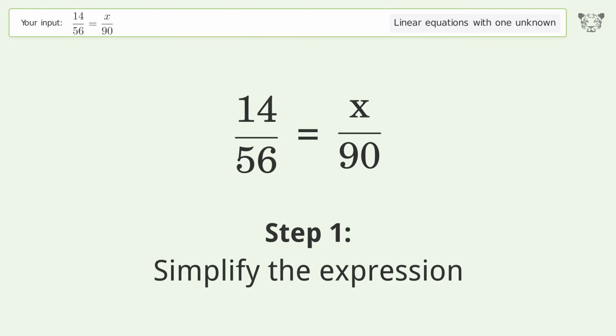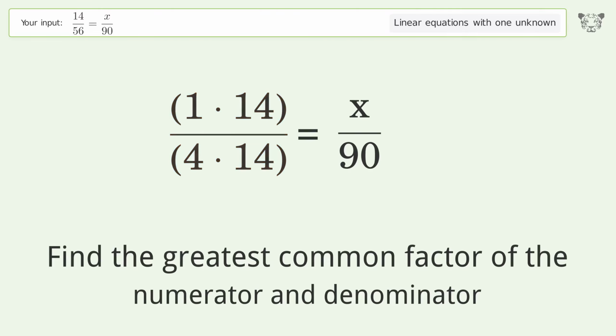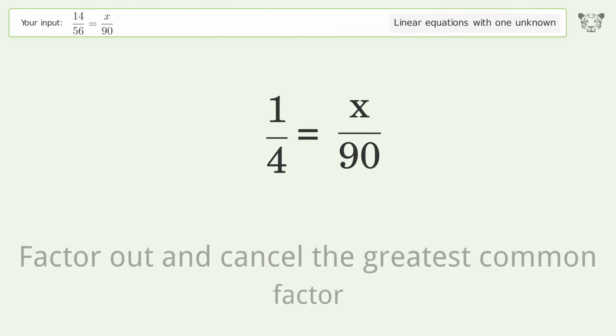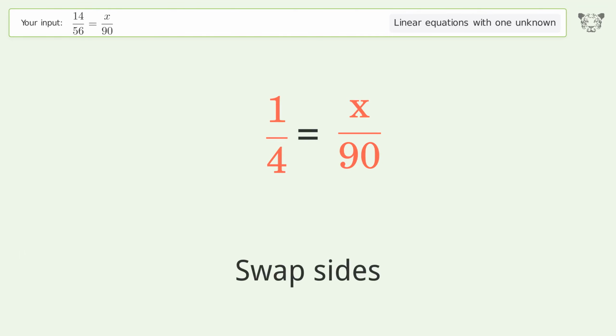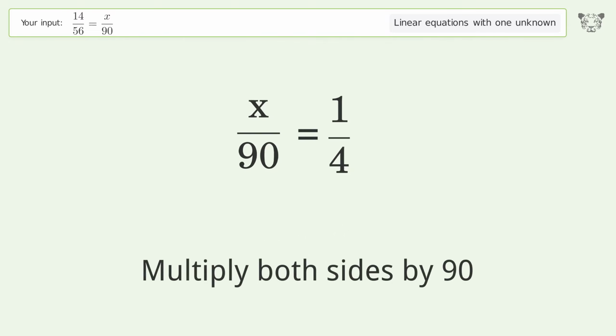Simplify the expression. Find the greatest common factor of the numerator and denominator. Factor out and cancel the greatest common factor. Swap sides. Isolate the x. Multiply both sides by 90.